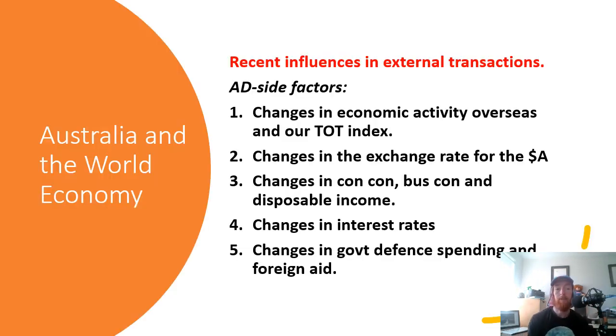So aggregate demand side factors that influence our external transactions. Changes in economic activities overseas affect our terms of trade index. Terms of trade is always used as an aggregate demand side factor. So if terms of trade are increasing, that's positive for aggregate demand and positive for our external transactions. It means we're exporting more, hopefully, and importing less.